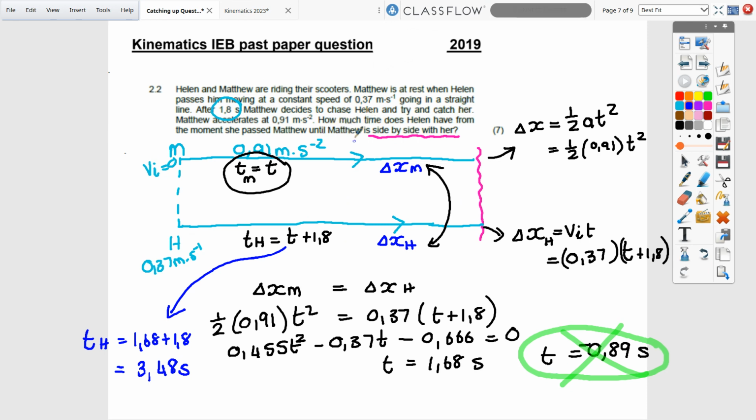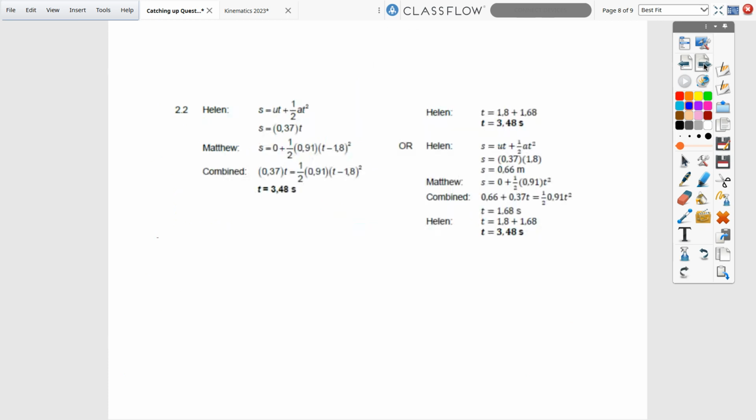So sometimes they would say, how long does it take Matthew? So always go back and look whose time am I working out, and make sure that you've worked out the right one. Sometimes you have to add, sometimes you have to minus, and you will see if you actually looked at the memo for this paper that they did it the other way around, but it really doesn't matter. We'll mark any correct signs.